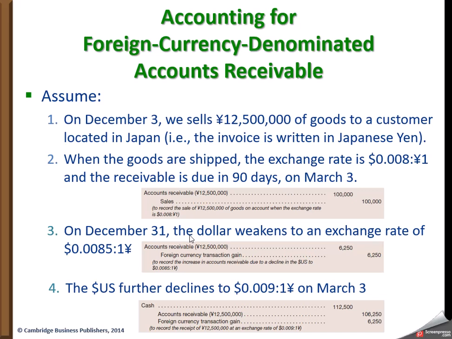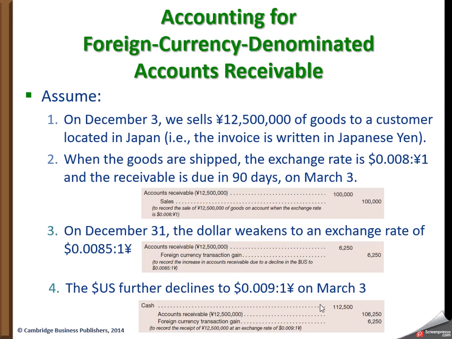Then again, the end of the year, the auditors say, hey, is that really what you're going to get? Then we look at it and say, okay, well, they owe us 12,500,000 yen, but now the exchange rate is 0.0085 to buy a yen. So then we're going to actually get 6,250 extra dollars. So again, we increase our accounts receivable and we record a foreign currency transaction gain. Then it goes down even more, and then this is when they pay us. So then the cash is going to come in at the 0.9 cents or 0.009 to get 1 yen.